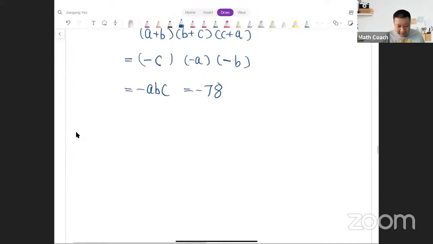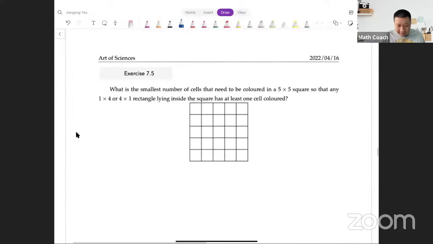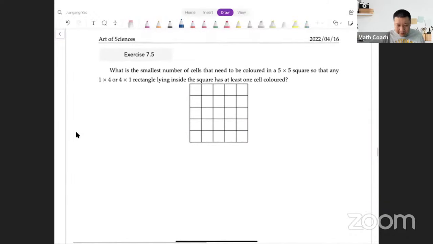And so now, 7.5. What is the smallest number of cells that needs to be colored in a 5x5 square so that any 1x4 or 4x1 rectangle lying inside the square has at least 1 cell colored?